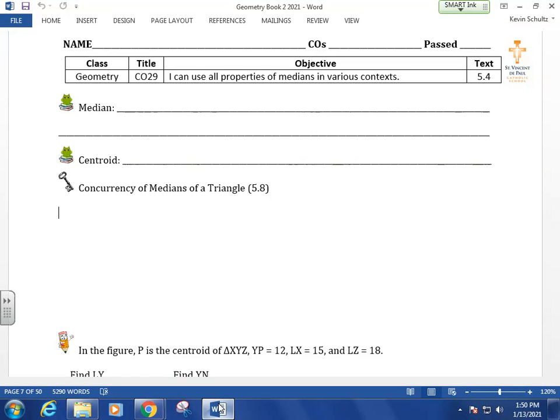Hello, good day. We are in geometry covering CO29 using properties of medians. We've already talked about things like perpendicular bisectors and angle bisectors. This is kind of the third of those special segments that we can draw within triangles. And if you recall, both perpendicular bisectors and angle bisectors are kind of the middle of a triangle, right? Where the three perpendicular bisectors intersect is called the circumcenter.